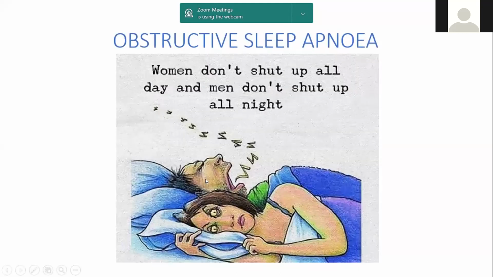And another thing is the obstructive sleep apnea. It is not to criticize the woman, but here the women don't shut up all day and the men don't shut up all night. The obstructive sleep apnea, it is very important to recognize, is an important cause of refractory hypertension. Then it can cause premature coronary artery disease. It may lead to respiratory failure and pulmonary hypertension. These are the things we need to be very cautious about. And the patient history is very much suggestive, and we need to refer the patient to the pulmonologist or the ENT specialist for a further workup.